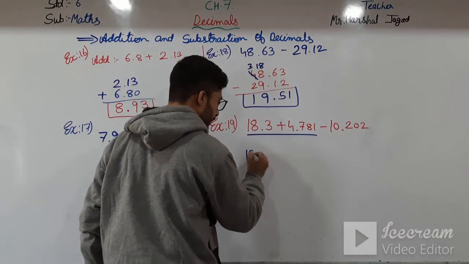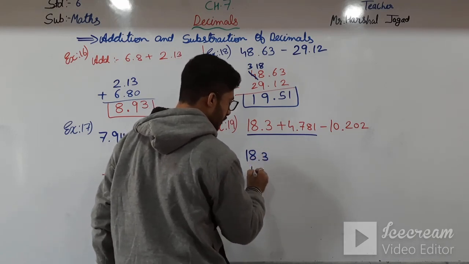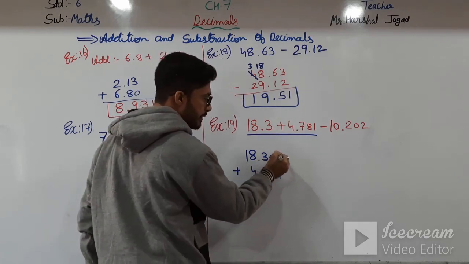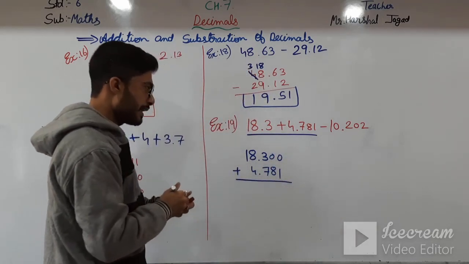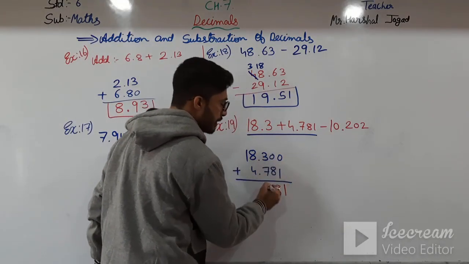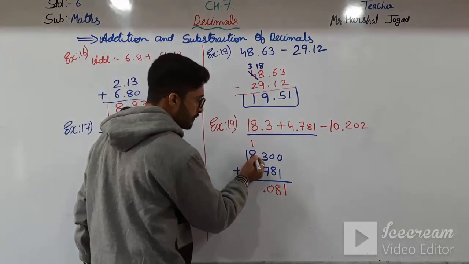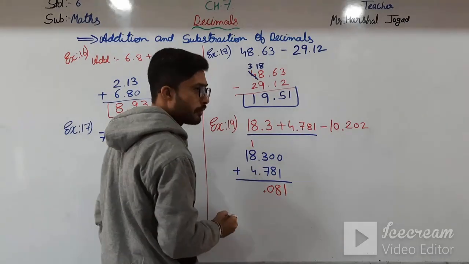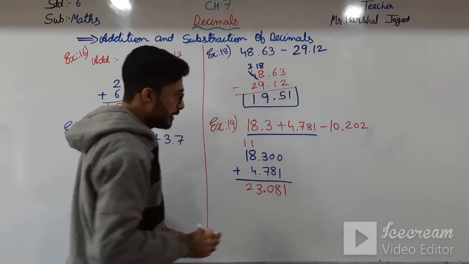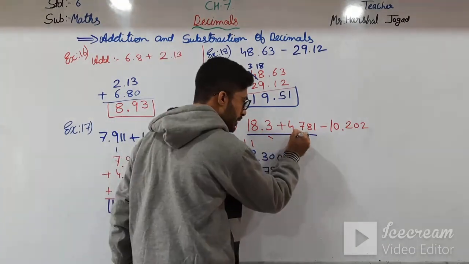So adding these both, 18.3 plus 4.781. Here nothing is there, so I can write 0 over here. So here 0 plus 1, that is 1. 8 plus 0, that is 8. 7 plus 3, that is 10. So 1 will come here, and here a decimal point, that is 8 plus 1, 9. 9 plus 4, 13. And here 1 plus 1, 2. So here we get 23.081.